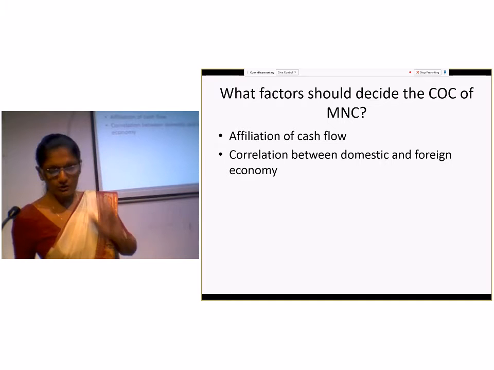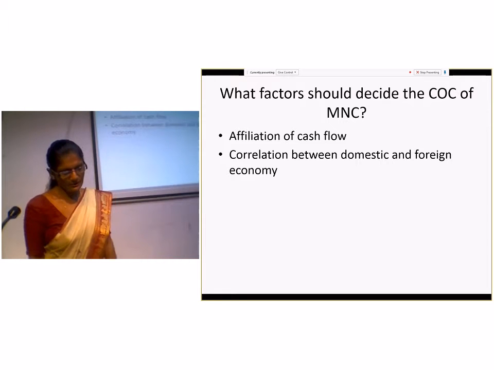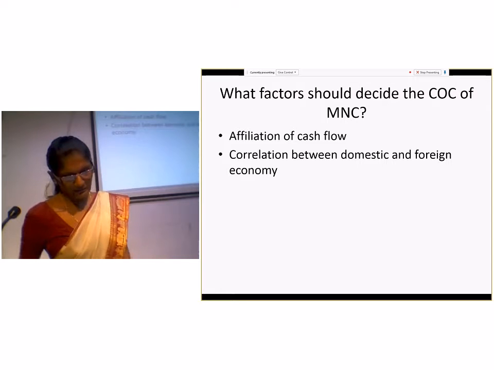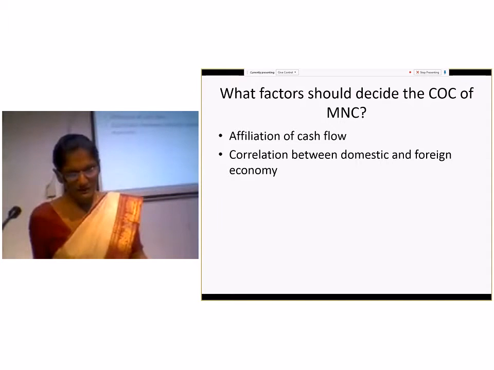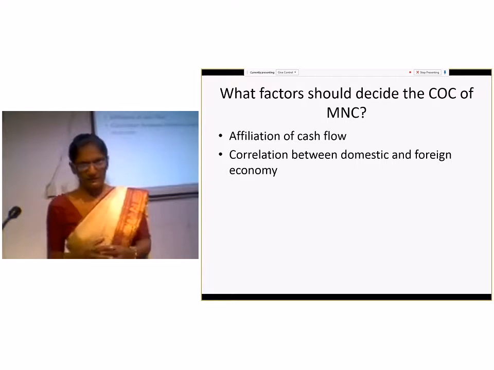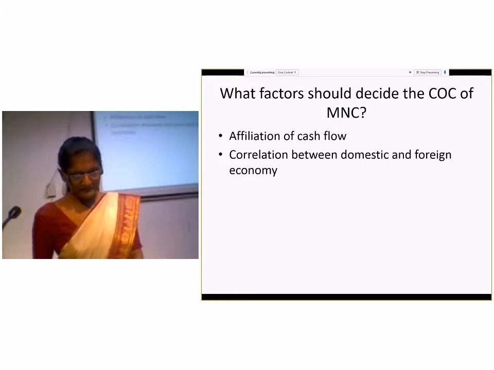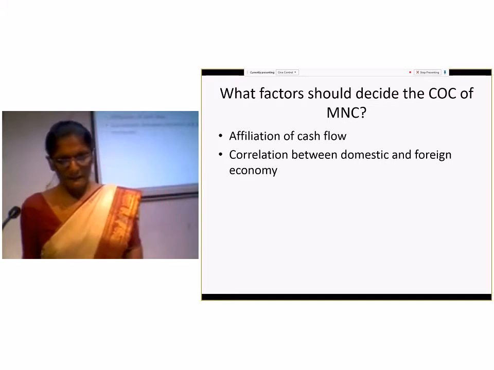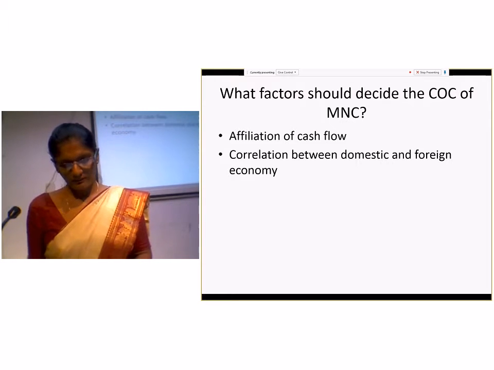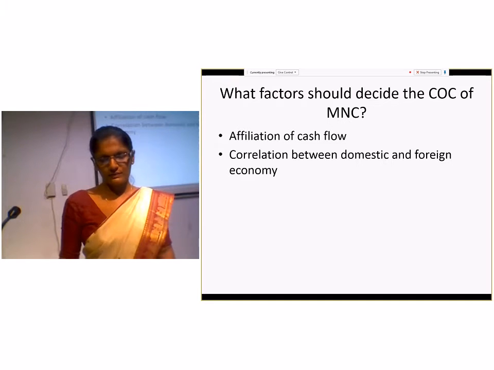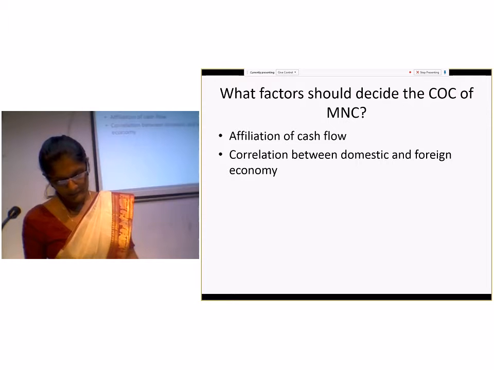And the other one is the correlation between the domestic and foreign economy. If there is a higher correlation, then the risk would be lower. If there is a lower correlation, that means the volatility of the cash flows would be higher. Therefore, we have to decide whether these cash flows have a higher correlation between domestic and foreign economy. So, in order to decide the cost of capital of multinational companies, we have to identify the affiliation of cash flows and the correlation between domestic and foreign economy.